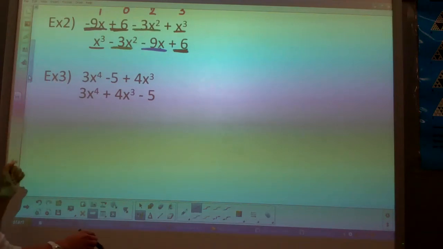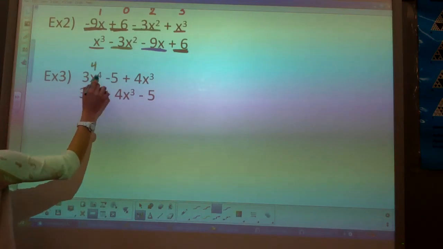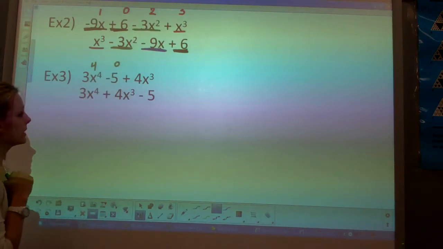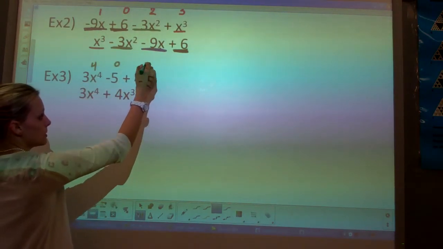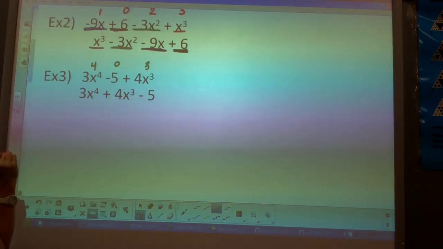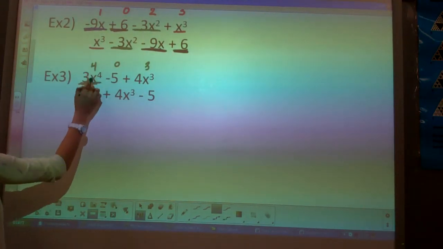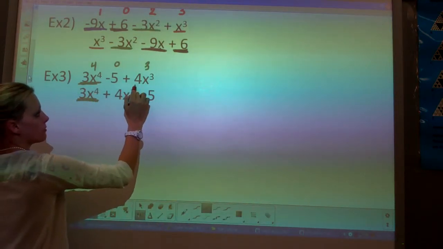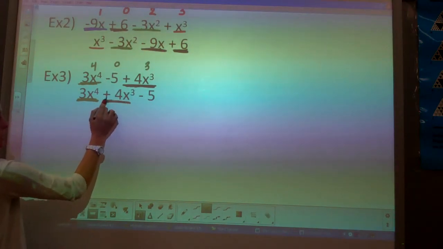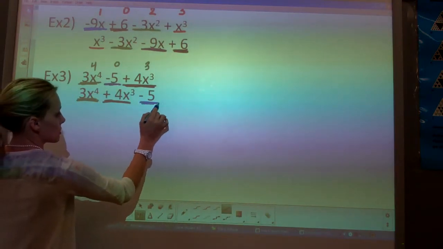And for example 3, let's start again by writing down our degrees. 3x to the 4th is the 4th degree. Minus 5 has a degree of 0. And our plus 4x cubed would be a degree of 3. So in order from biggest to smallest, our 3x to the 4th goes first because the 4 is the biggest. Our 4x cubed should go second. Notice it's a plus, so you need to keep your charge. And last would come your minus 5, which has a degree of 0.